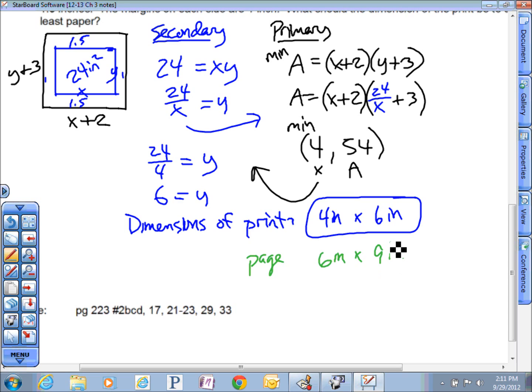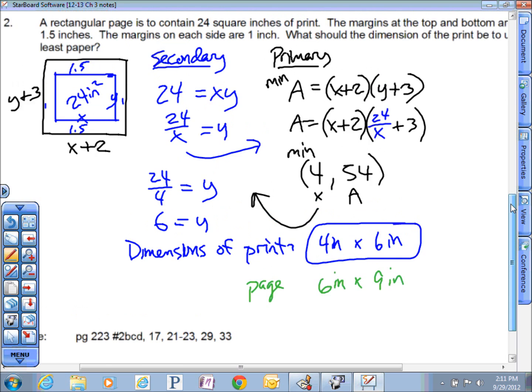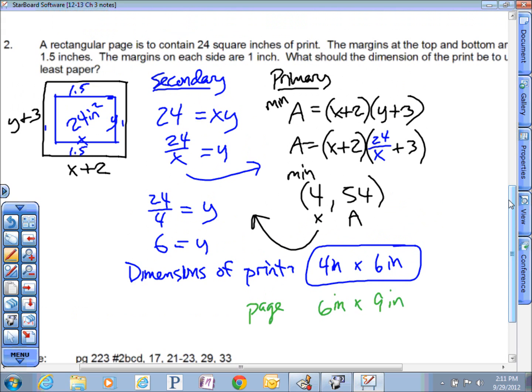Some people, depending on how they set their information up, come up with the 6 and 9 and think that they got it right, but that's the dimensions of the page. And the problem up here clearly asks us for the dimensions of the print. So another application of extrema.